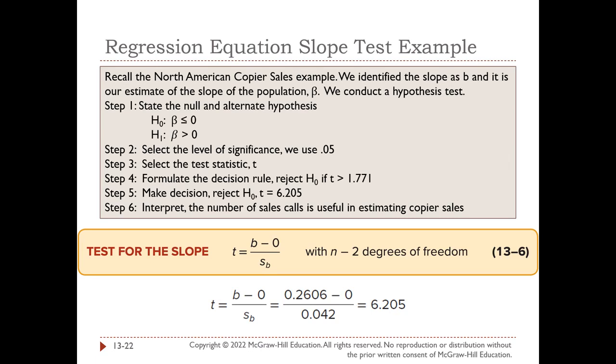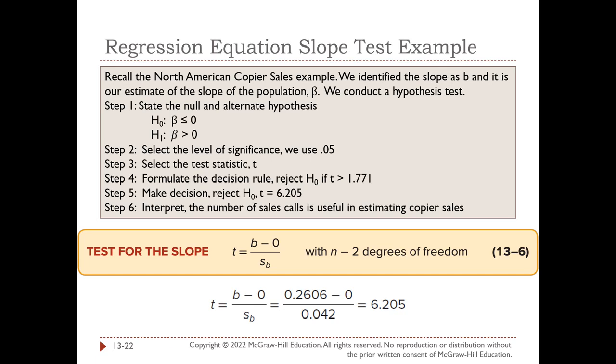We're going to do the level of significance. We're going to use 0.05. Notice, again, this is going to be a one-tail test because we're using greater than and less than. Select the test statistic t. Hi, t. It is back for us. And we're going to formulate the decision rule. We're going to reject the null if t, when we test our statistic, is greater than 1.771.